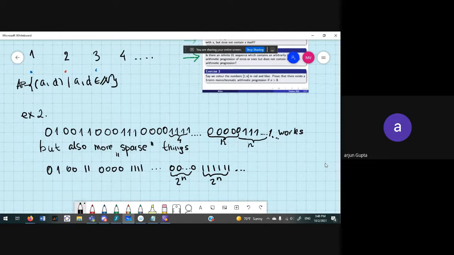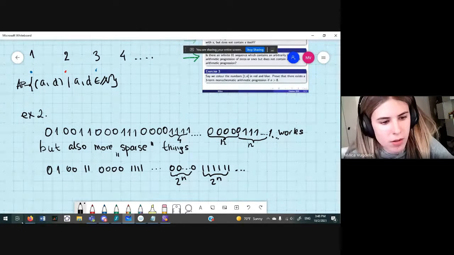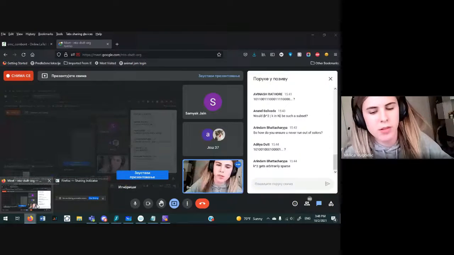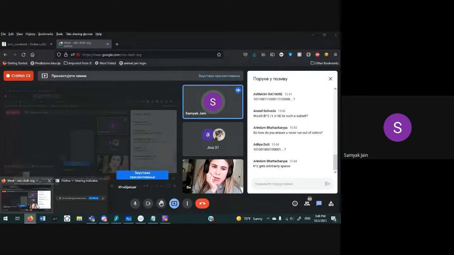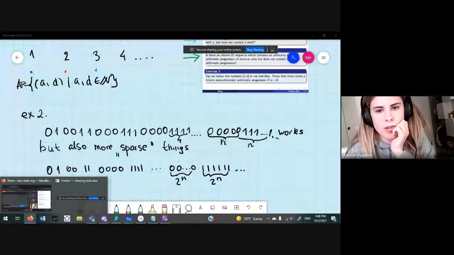Can you just zoom in once again on exercise one? I heard two people. Can you just zoom in on exercise one? Yeah, yeah, sure.